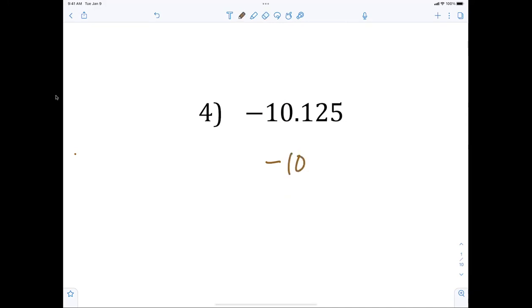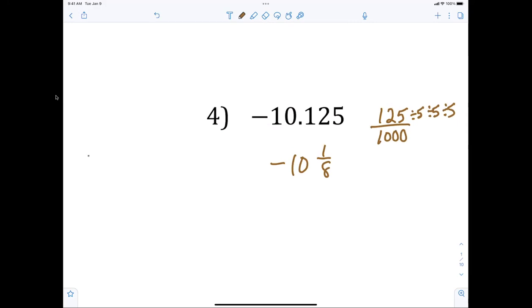So -10 and 1/8. If you didn't know that, you would just have to take 125 and divide it by what? 1,000. And then most people divide by 5, then divide by 5 again, and then divide by 5 again. But we've done it enough. I'm hoping everybody remembers 0.125 is 1/8. Is everybody good with that? All right, let's check out the next.